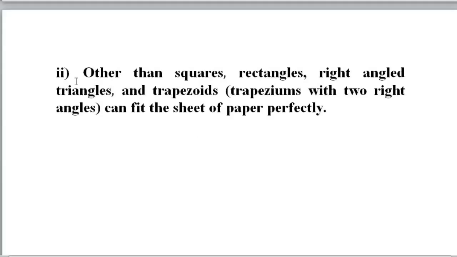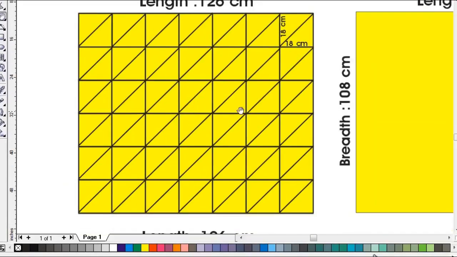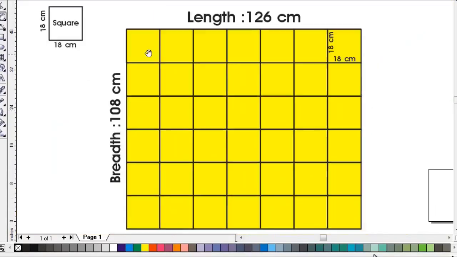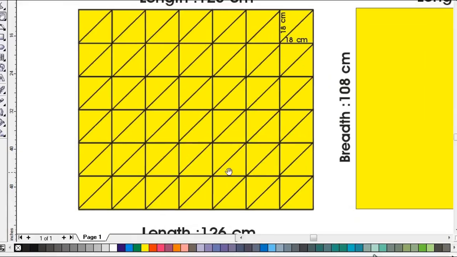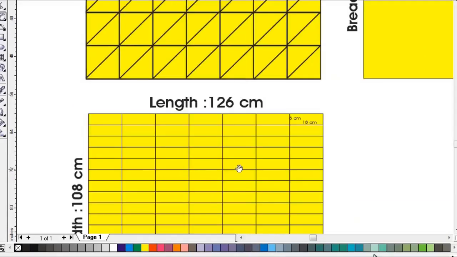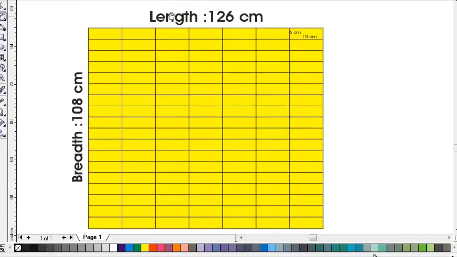Now, for the second part of the question, we will identify the other shapes that can completely cover the rectangular sheet. There are other shapes that can completely cover the rectangular sheet. For example, if we divide each square into 2 right-angled triangles, then 84 right-angled triangles are required to cover the rectangular sheet completely. The other shapes that can fit perfectly would be rectangular shapes, where both sides are divisors of 126 and 108.